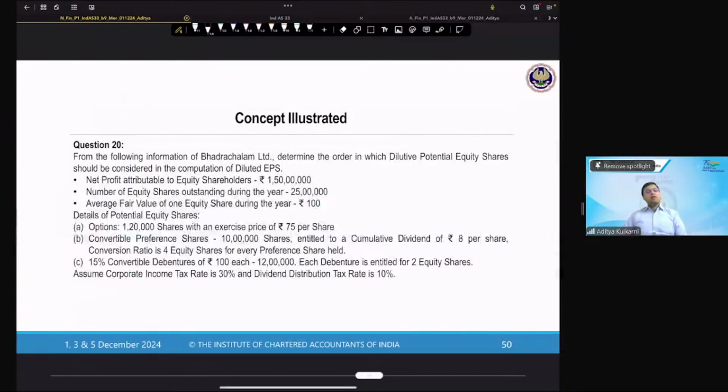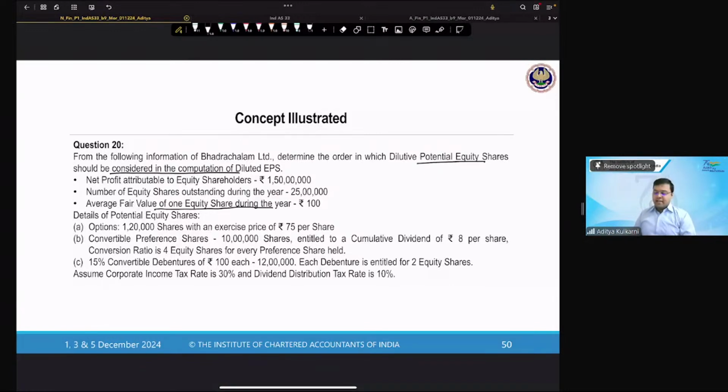So that you are able to understand these steps. From the following information of Bhadrachalam Limited, determine the order in which dilutive potential equity shares should be considered in the computation of diluted EPS. Net profit attributable to equity shareholders is 1.5 crores. Number of equity shares outstanding is 25 lakhs. Average fair value of one equity share during the year is ₹100.